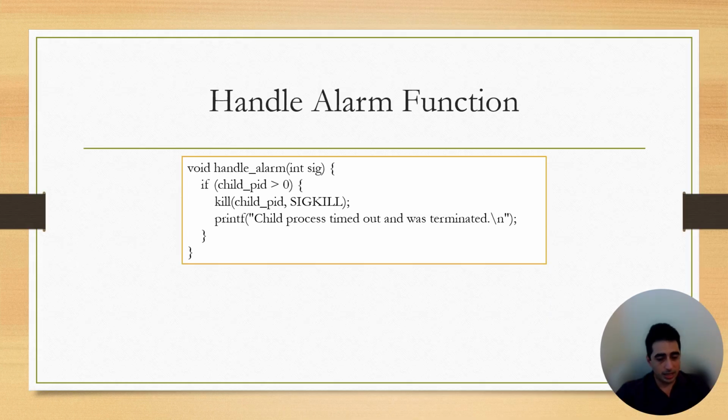And then this is the handle alarm that I mentioned earlier that was passed as an input parameter of the signal. As you see in the handle alarm, I will simply say if the child PID is positive, that means you are in the parent process, then call the kill system call to terminate the child process, and then print out "child process timed out and was terminated."